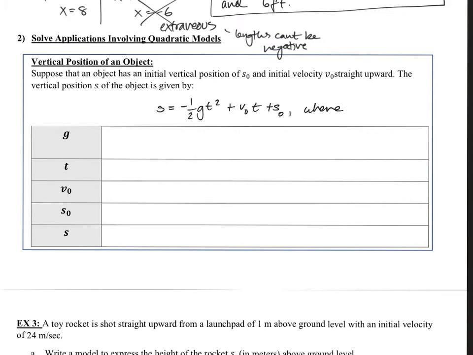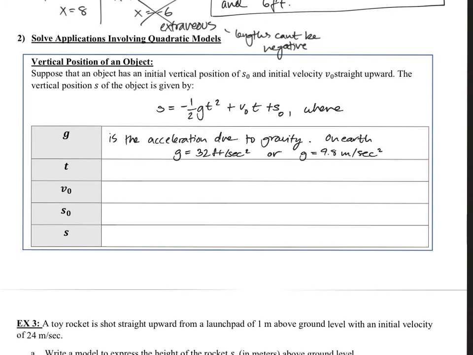So I'm going to identify what each of these variables represent. G is the acceleration due to gravity. So on Earth, what is the acceleration due to gravity? G is either equal to 32 feet per second squared, or G is equal to 9.8 meters per second squared. You do not need to memorize this for this class. If this problem is ever given to you, you will be given this equation and you'll be given this piece of information. Okay? So in this class, you do not need to memorize these specific problems or these specific things in this box.